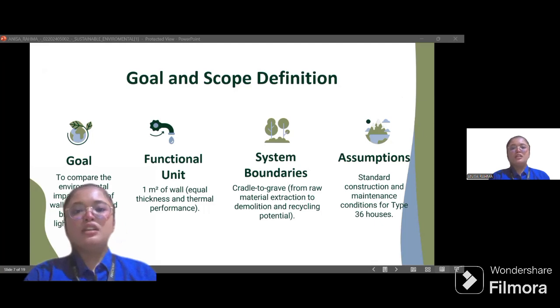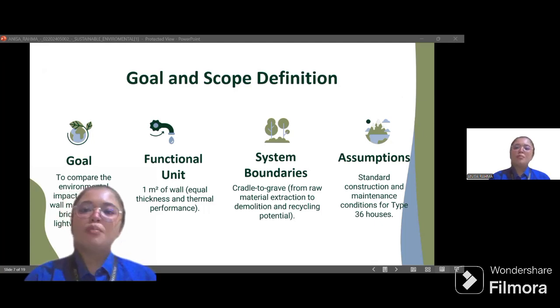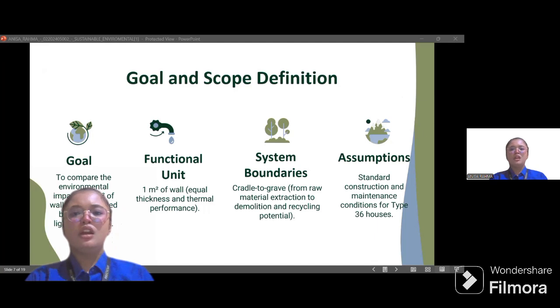The second one is functional unit. The functional unit we have chosen for this comparison is 1 square meter of wall. Why choose this unit? Because walls are a key element in the building that affect thermal, structural, and aesthetic performance. In the context of type Rumah 36, walls are one of the most used components.